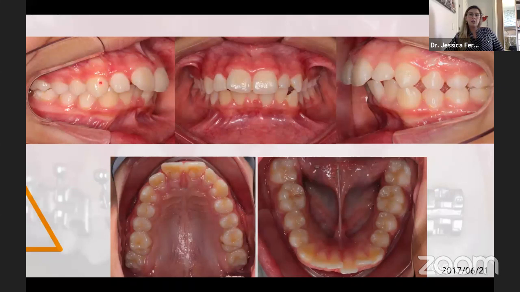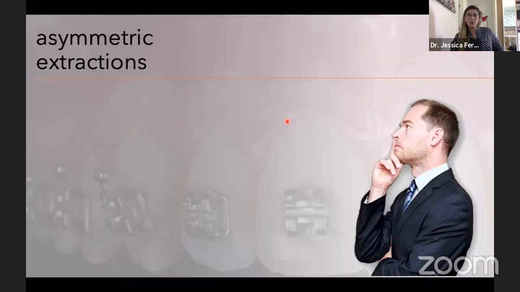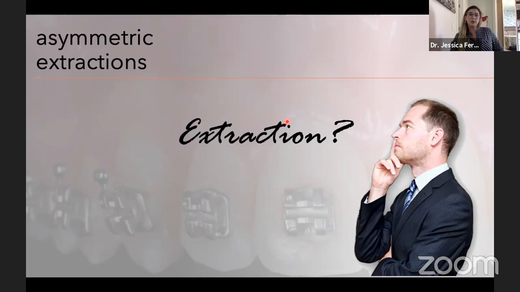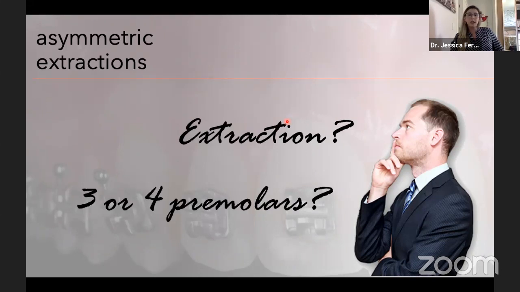He had the class 1, the class 2, crowding, and overjet, and the incisor protrusion, both maxillary and mandibular. So we will extract, and the question is whether we are extracting three or four premolars.